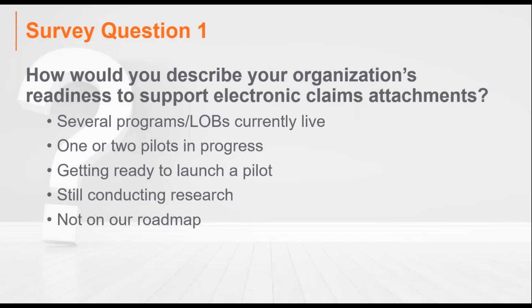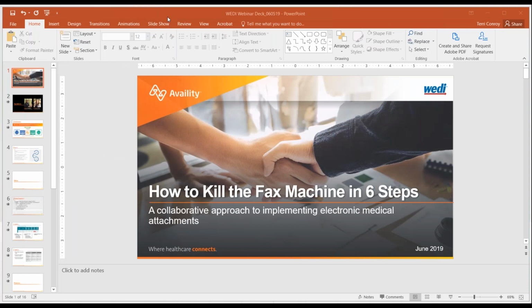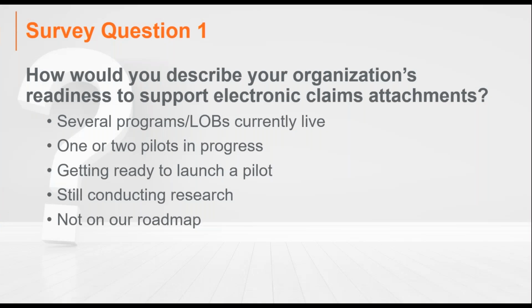So today we're going to use a survey process that'll be interactive for the folks attending on the call. And we'd like you to start through this polling process, and we're going to ask you some questions. First question is really, how would you describe your organization's readiness to support the electronic claims attachments? And is that through, do you already have several programs or line of businesses that are currently live?